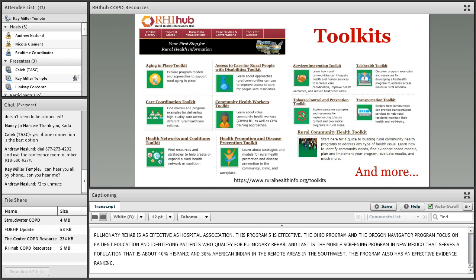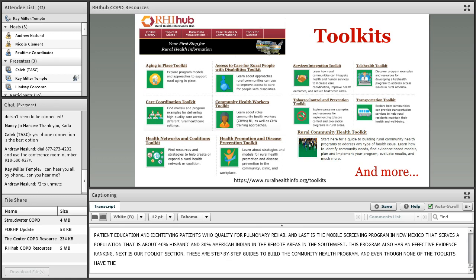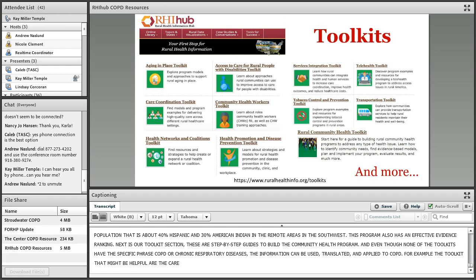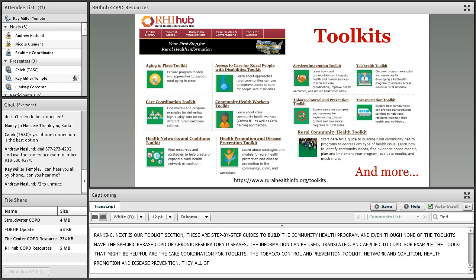Next is our toolkit section. Toolkits are step-by-step guides for building effective community health programs. Though none of these toolkits have the specific phrases COPD or chronic respiratory diseases, the information in them can be used, translated, and applied to COPD. For example, the toolkits that might be helpful are the Care Coordination Toolkit, the Tobacco Control and Prevention Toolkit, Networks and Coalitions, Health Promotion and Disease Prevention. They all have information that will be helpful for any organization wanting to work on the impact of COPD in their communities.